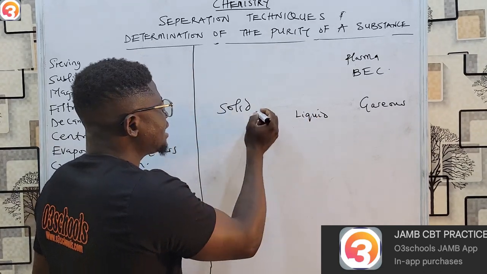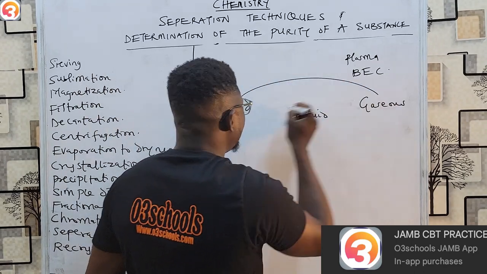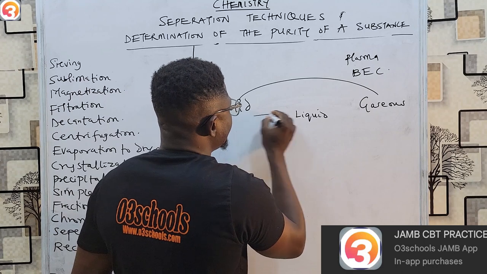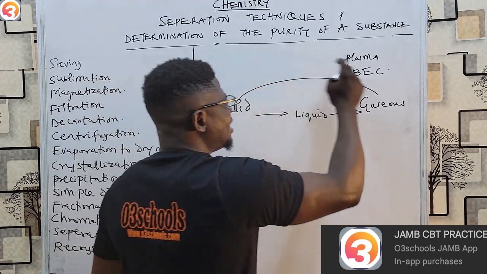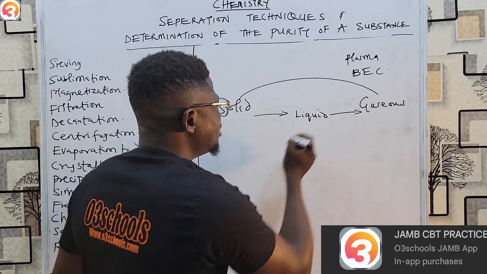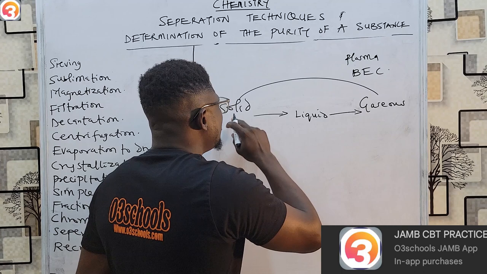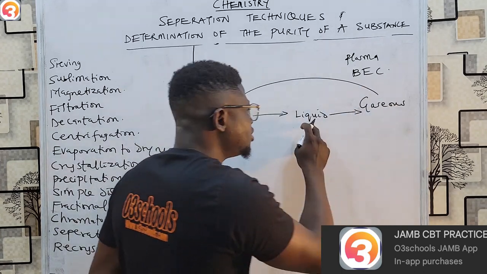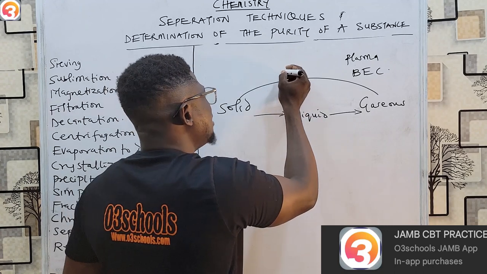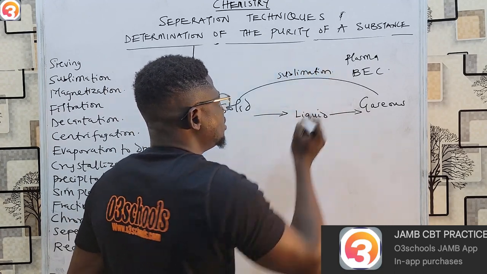Now, a solid can change from the solid state to liquid, and from liquid to gas. But a substance can also change directly from the solid state to the gaseous state without passing through the liquid state. And we call that process sublimation.